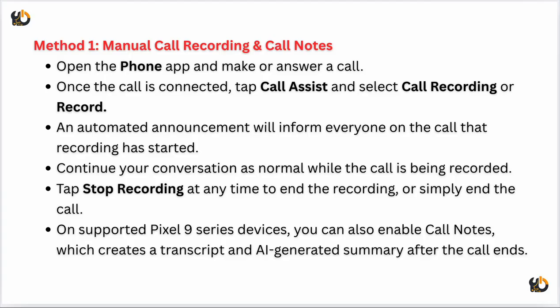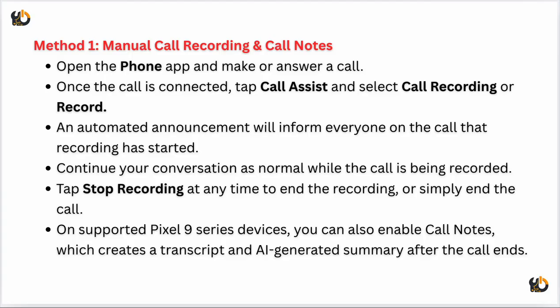So open the phone app and make or answer a call. Then once the call is connected, tap Call Assist and select call recording or record. An automated announcement will inform everyone on the call that recording has started. Continue your conversation as normal while the call is being recorded.